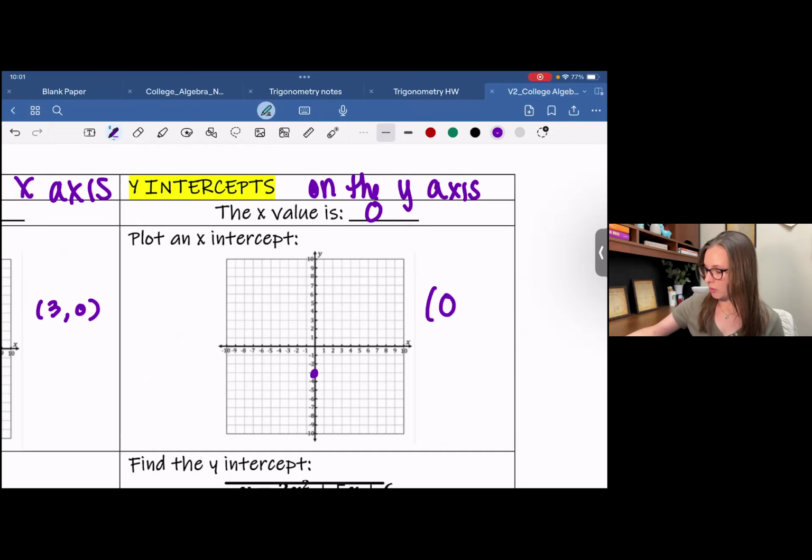That means we went over 0, down 3. And you can pick any point. So that's what it looks like.